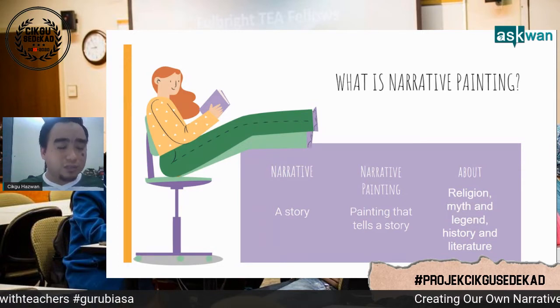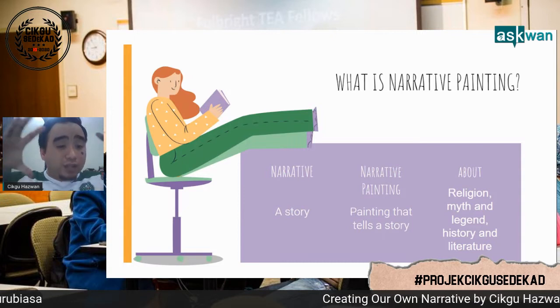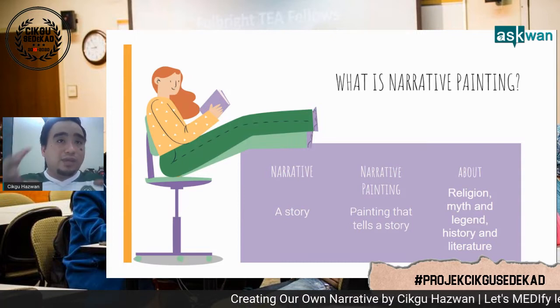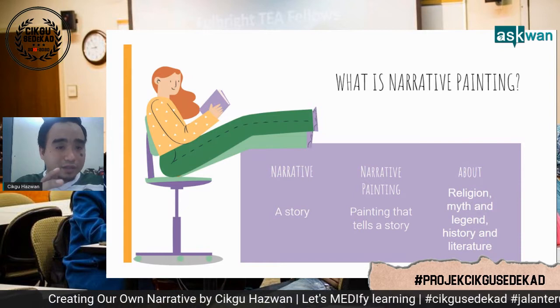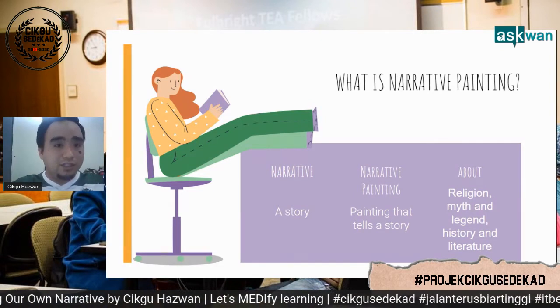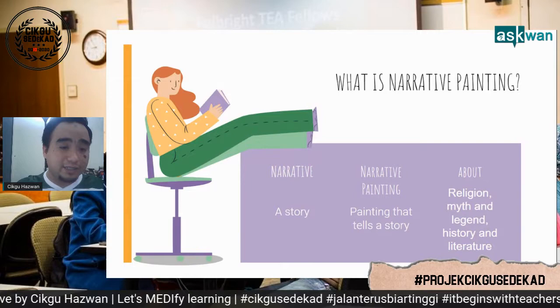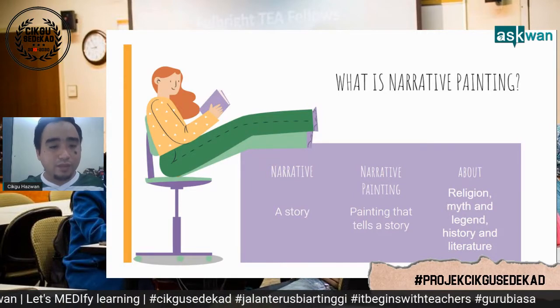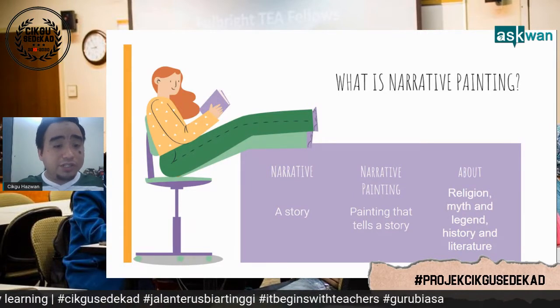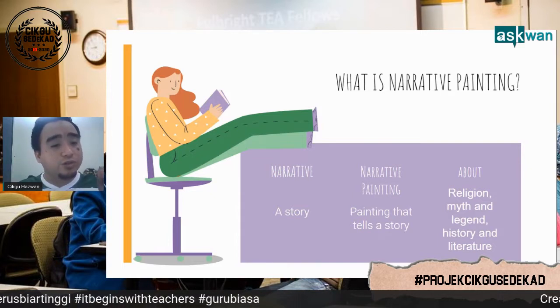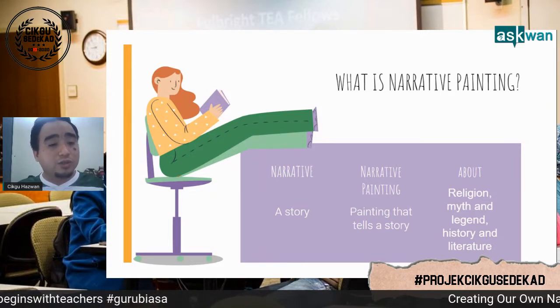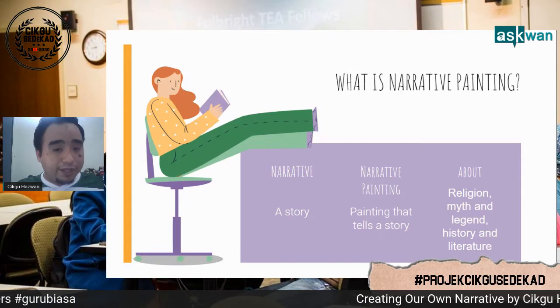It tells a story. Maybe it doesn't tell the whole story, but maybe just an event, an incident in the story, that is turned into a painting by the artist. And it can be about religion, about myth, about legend, about history, and also literature. So there are many types of narrative painting.